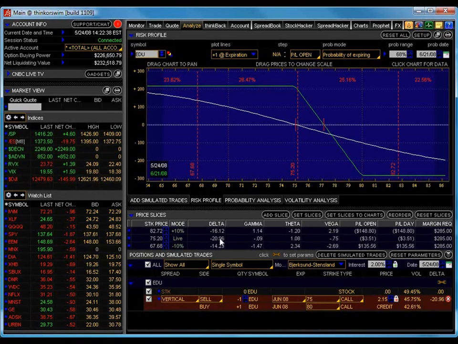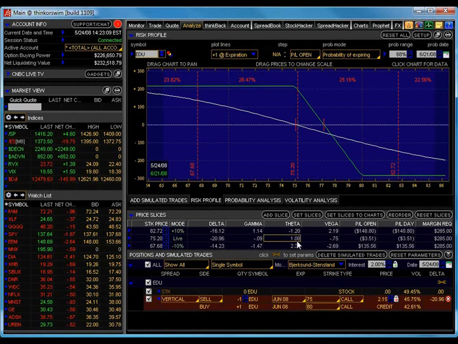Remember, when you buy a call option, you'll have a positive delta. When you sell a call option, you'll have a negative delta. In this case, we sold one that was more expensive than the one we bought. Remember, we like to buy low, sell high. That's what all good businesses do. So we will have a negative delta. But more importantly, we will have a positive theta. In this case, $1.08.